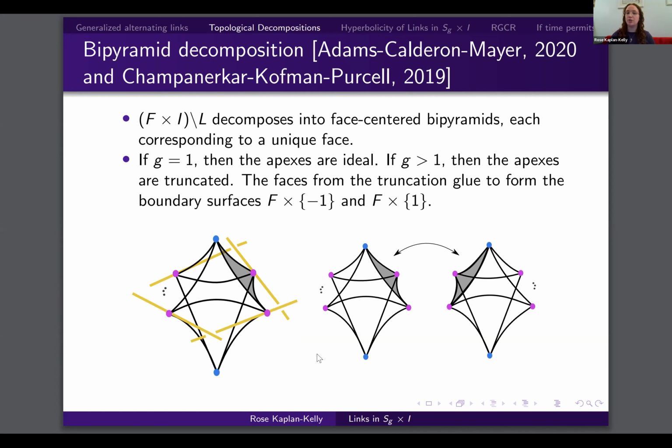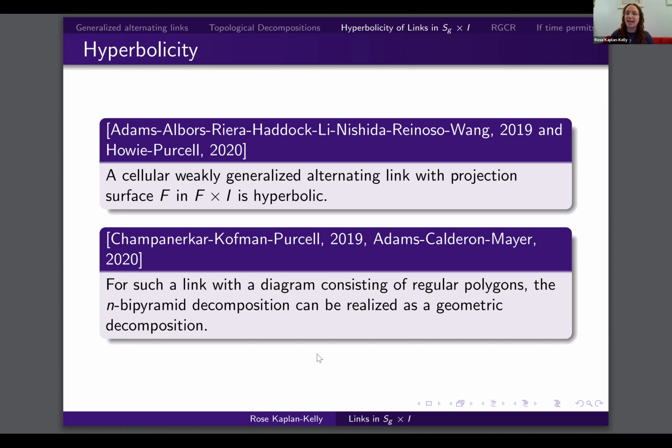So far I've talked about topological decompositions of the complement of these links, but we're interested in the geometric structures we can get on the complement. Adams et al. and Howie-Purcell showed that these links are hyperbolic. So these links in the thickened surface have a complement which admits a complete hyperbolic structure. And moreover, when the diagram has regular faces, they showed that this bipyramid decomposition that we just saw can in fact be realized as a geometric decomposition. So we can get the complete hyperbolic structure on the complement by gluing together those bipyramids.